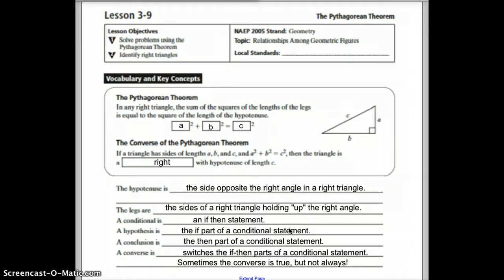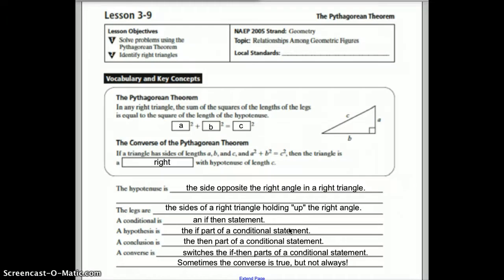So the Pythagorean theorem is, in any right triangle, the sum of the squares of the lengths of the legs is equal to the square of the length of the hypotenuse. In other words, a squared plus b squared equals c squared. The converse says that if a triangle has side lengths a, b, and c, and a squared plus b squared equals c squared, then the triangle is a right triangle with a hypotenuse of c.